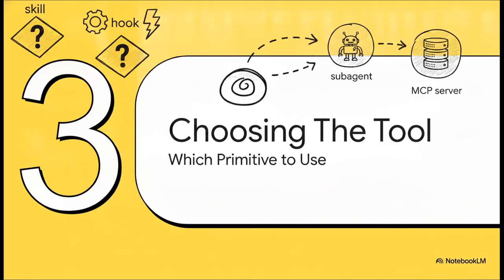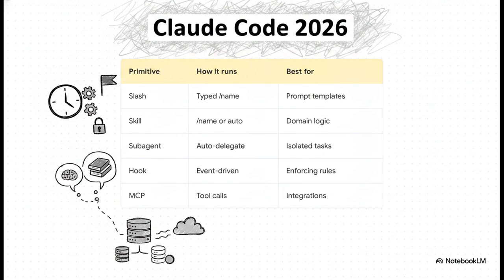All right, Section 3, choosing the right tool. Having all these tools is fantastic, right? But a huge pain point in the community right now is people getting confused about when to use a skill versus a hook, or a subagent versus an MCP server. So let's clear that up right now.